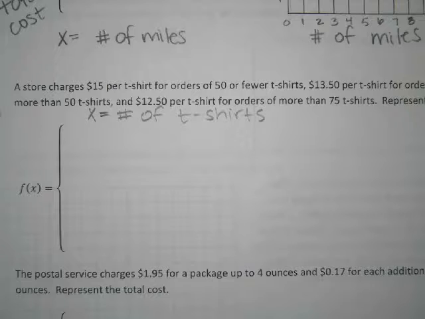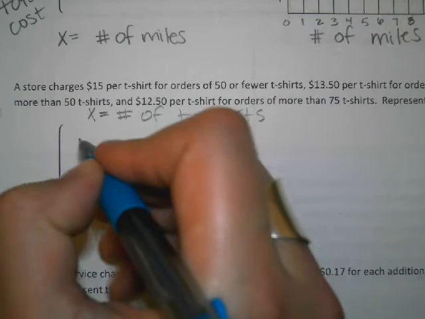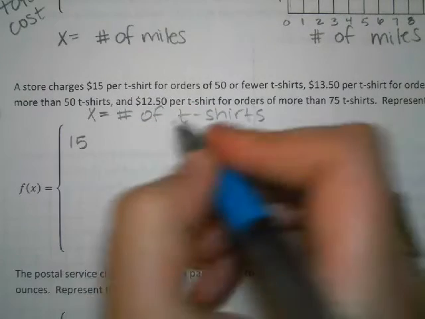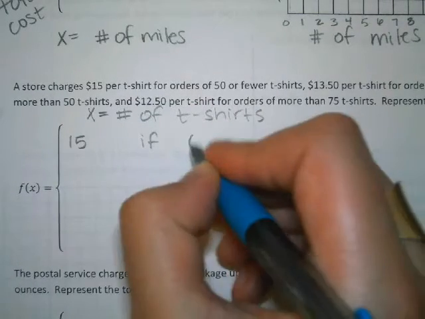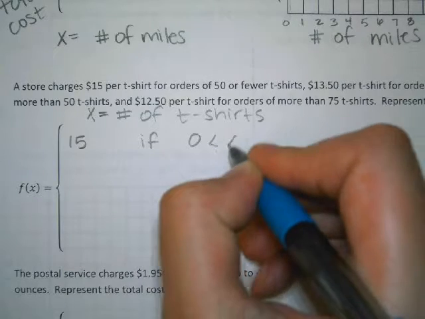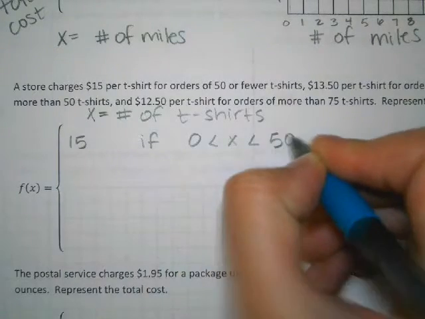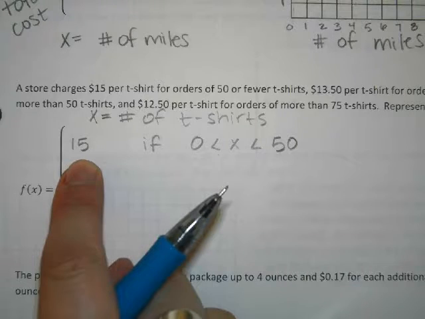So how do we write that? So total cost, $15 per t-shirt. So 15, 0 is less than x, greater than, what's the other number? 50? I almost agree with you, but when you write it like this, you make it seem like if I buy 50 t-shirts, I only pay $15 total.